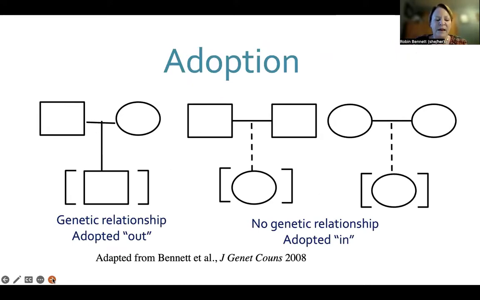So the line of descent, if it is solid, shows a biological relationship. If it is dotted, then that is a non-biological relationship. So this is how you show adoption. You can see the symbols on the left show a couple who have a son who they adopted out. So that shows their biological relationship to that child.